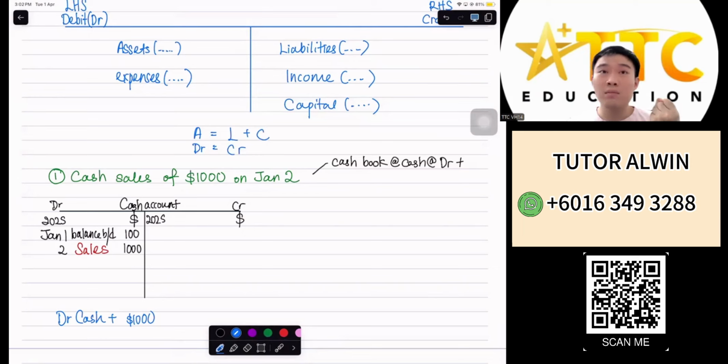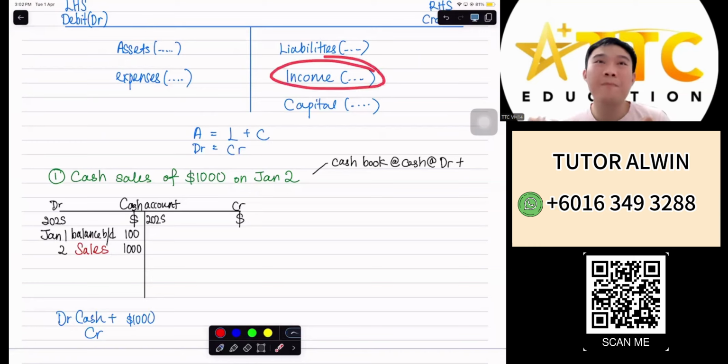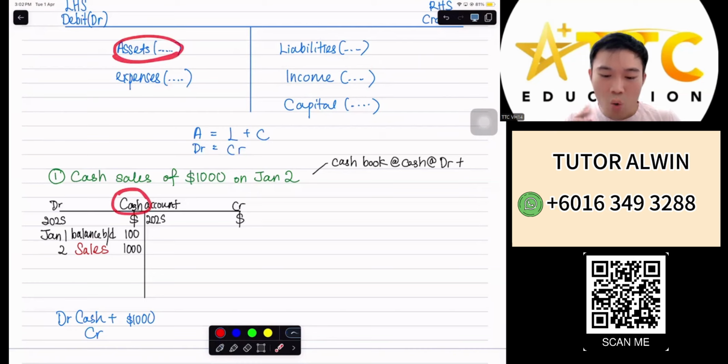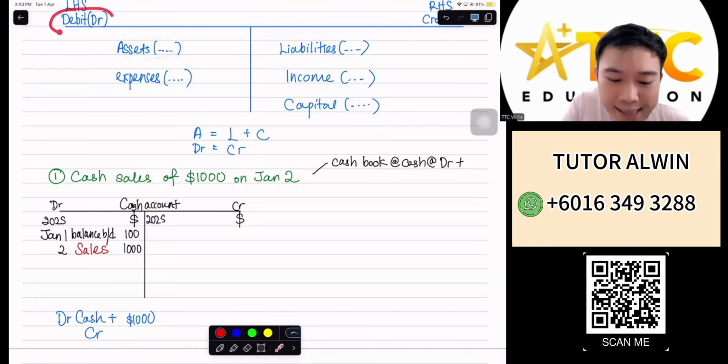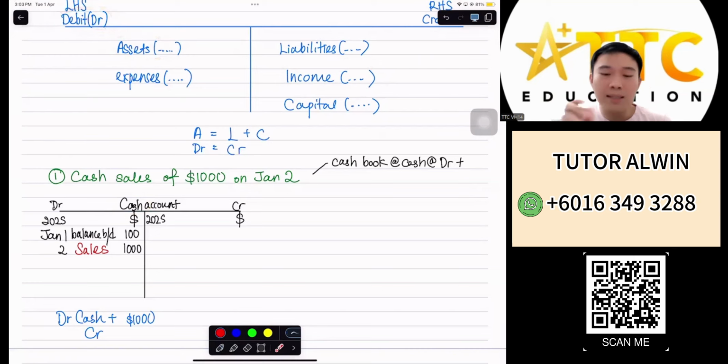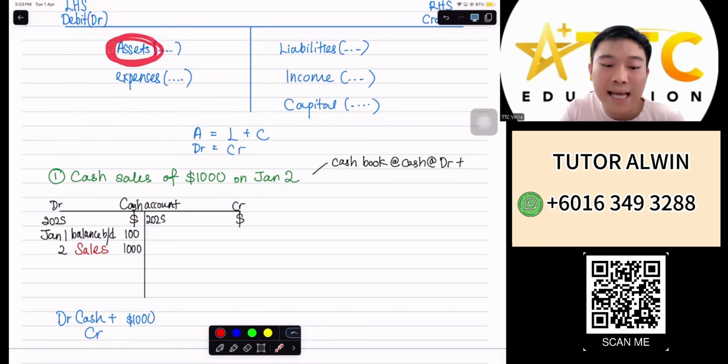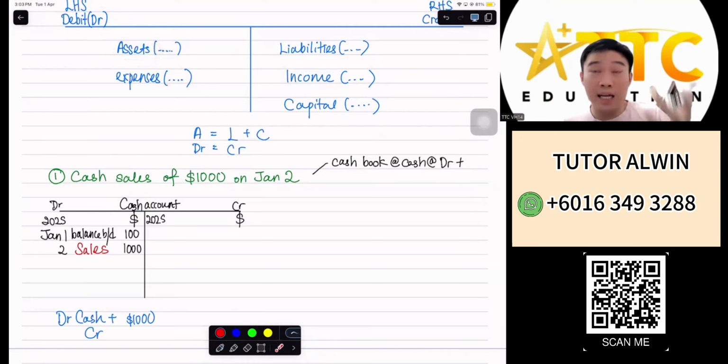And then what about the other side? What about the credit part? Now, what has happened? A sales. What is a sales? A kind of income. So you see, our cash is an asset, right? Once it is increased, we say we debit that particular thing, because an asset by nature is situated at the debit side. So once you increase it, we say we debit it. Same side increase, then you say which side it is increased. In this case, the asset is increased, so we debit that particular asset.